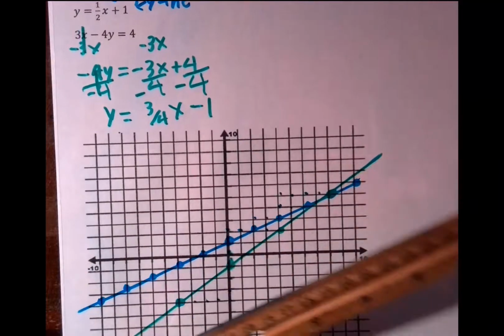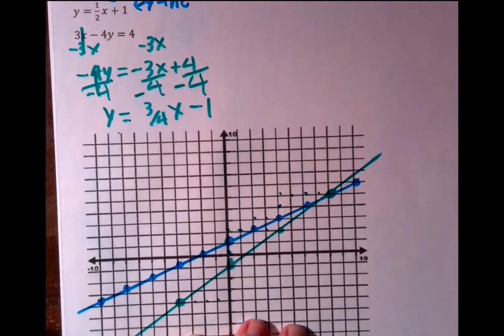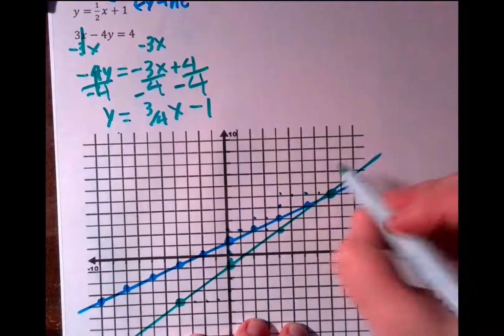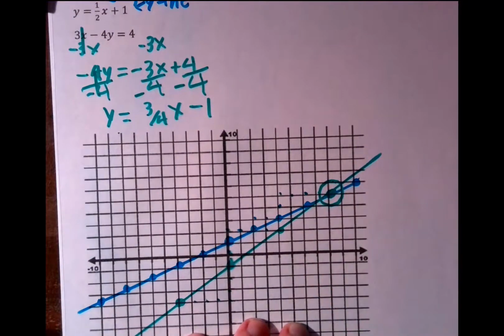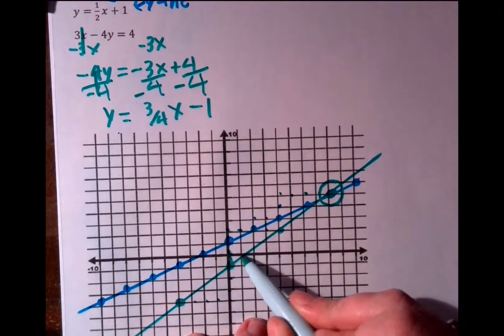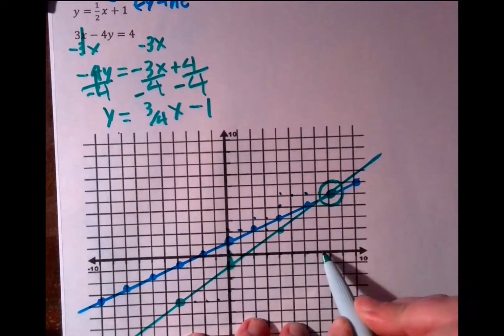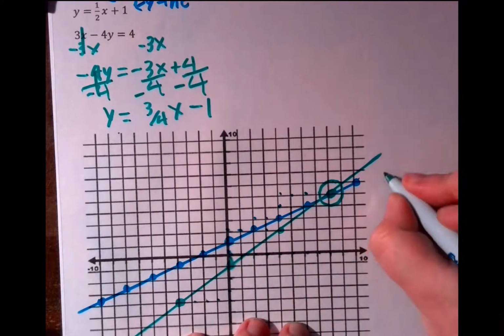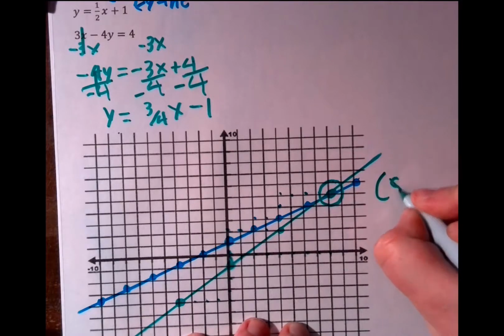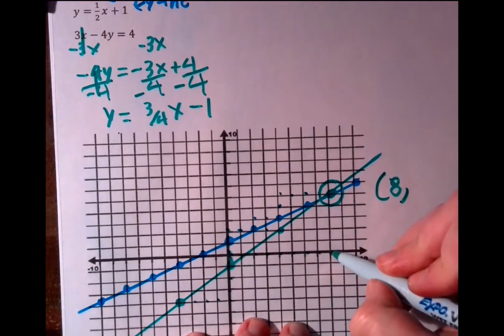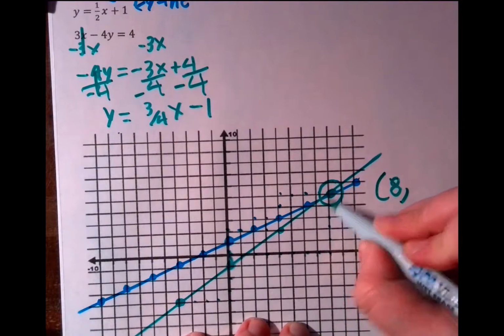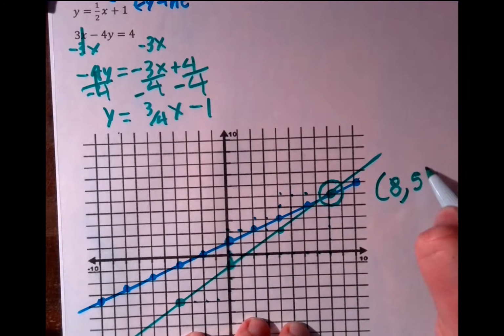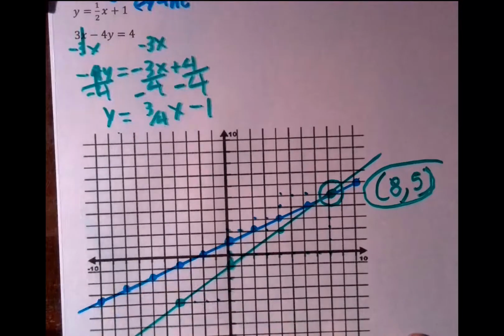Okay. All right. So let's remember, we are looking for the point where the 2 lines cross, which looks like right there. So that tells me I'm going 1, 2, 3, 4, 5, 6, 8 on the x-axis. And 5 on the y. So my solution is 8, 5. Okay.